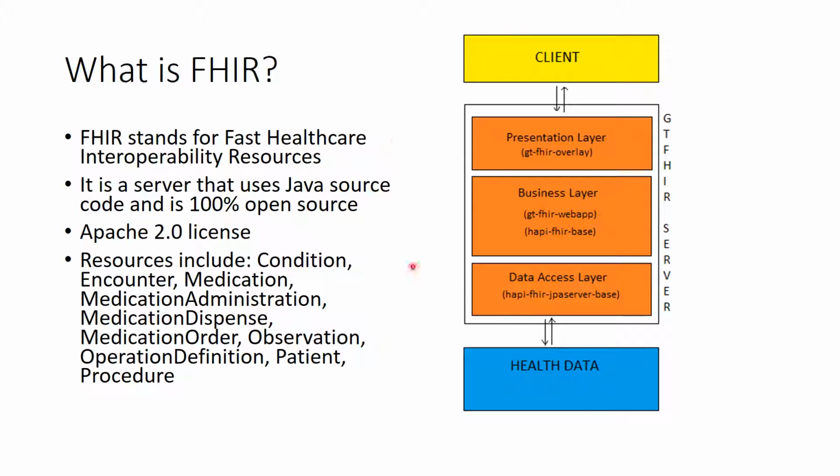The client interacts with the FHIR server level, which is composed of 3 layers: the presentation layer, the business layer, and the data access layer. The data access layer then communicates with the health data to pull for the client.